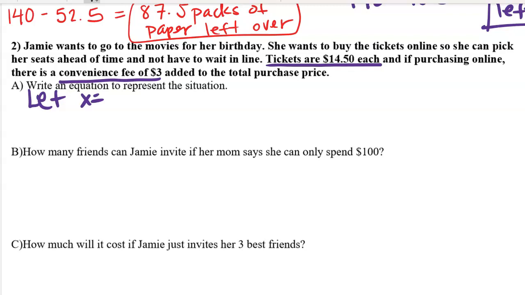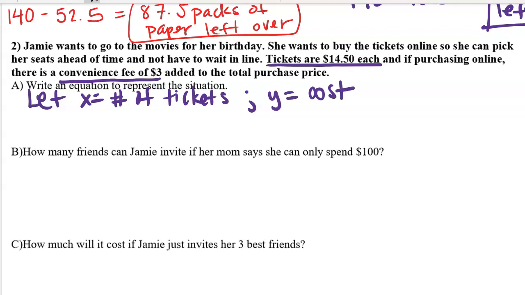Well, she says she wants to go to the movies. It hasn't said anything about herself yet. So maybe she might be able to invite some friends. Depends on her parents, I suppose. Okay, let X be the number of, do you guys want to use people or tickets? Which one do you want to use? Tickets, okay, number of tickets. Okay, let Y be what? Cost, yep, you are correct.